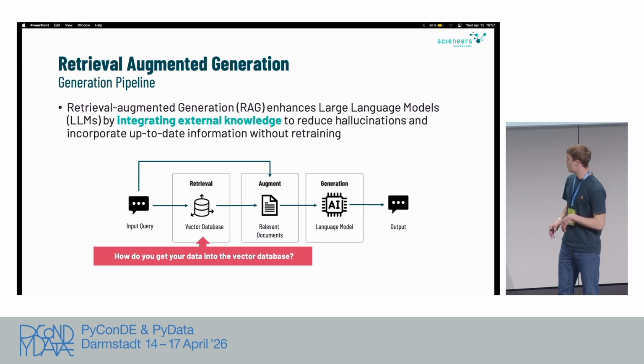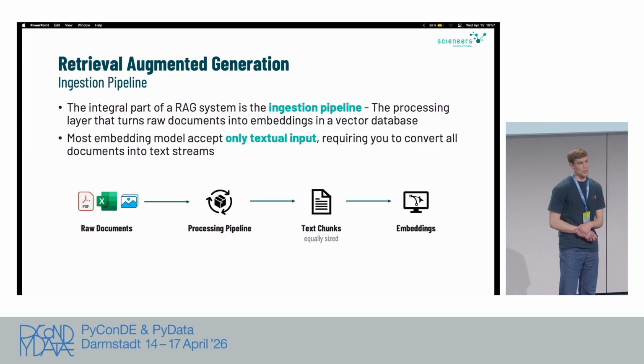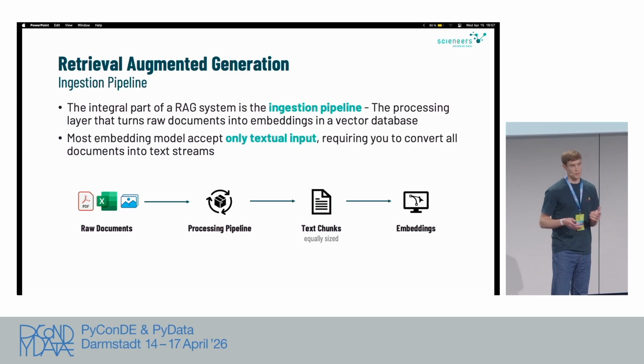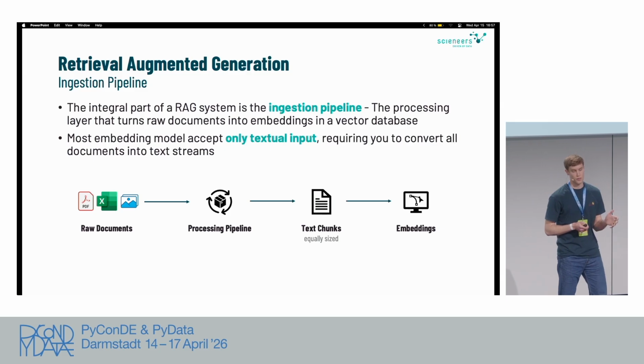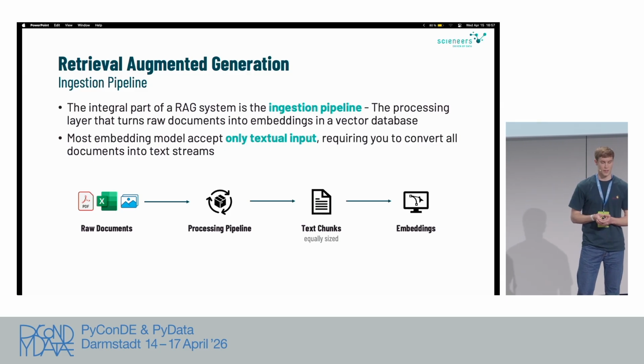The main question now is, how do you get your data into the vector database? For this, you use a so-called ingestion pipeline, which is an integral part of any RAG system. This is the processing layer that turns raw documents into embeddings, which can then be stored in your vector database.